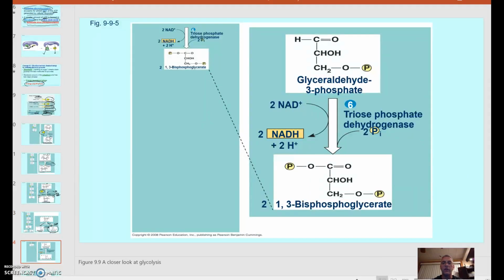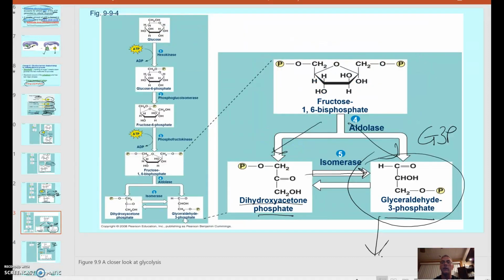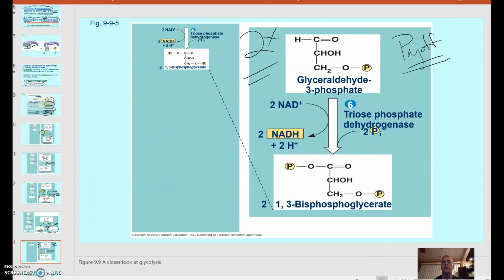All right, so now we're on to what would be considered the back half of our diagram that we did. This is the payoff. So the first half was investment. Now we're talking about getting some energy payoff. So keep in mind that everything that we see now is actually doubled, because when we left off here, we were going to break that 6-carbon molecule into 2 3-carbon molecules. All right, so we're going to follow one of those 3-carbon molecules.